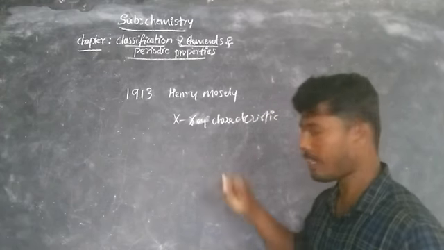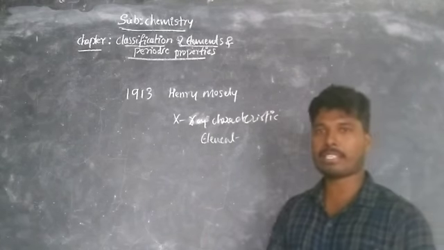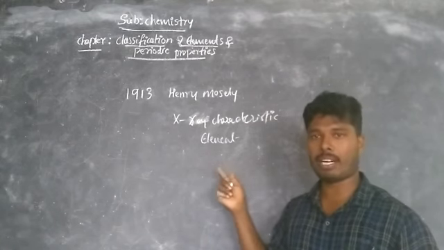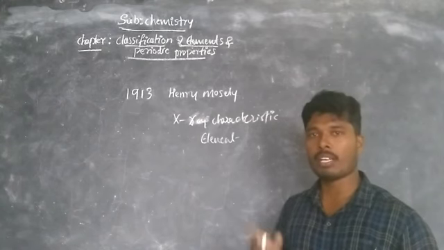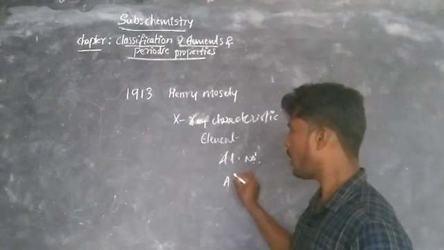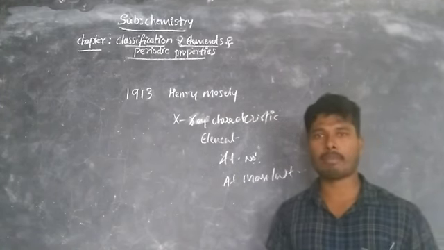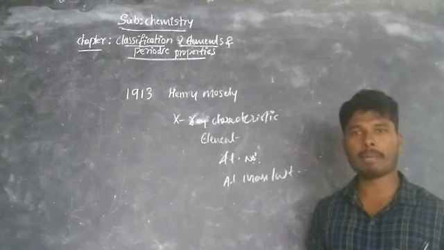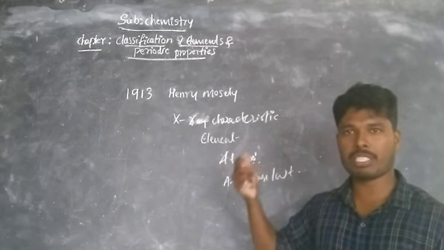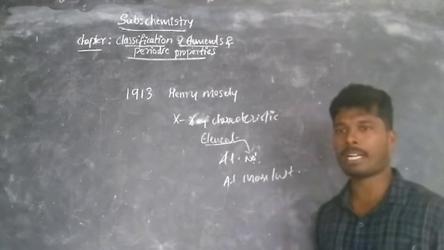While doing X-ray characteristic analysis of elements, the radiations emitted by the element are based on the atomic number, not the atomic mass or weight. It depends only on the atomic number, so he says that the properties, both physical and chemical, of an element depend only on the atomic number.